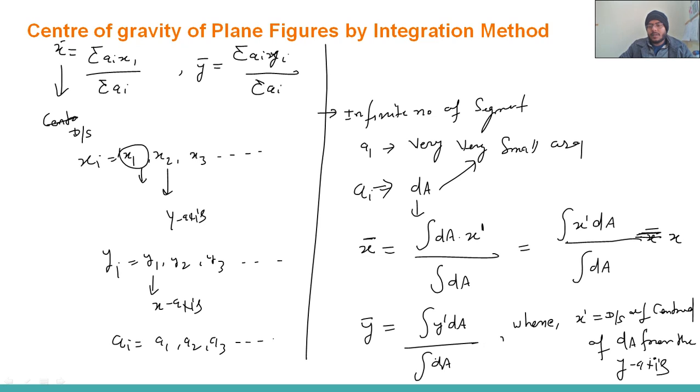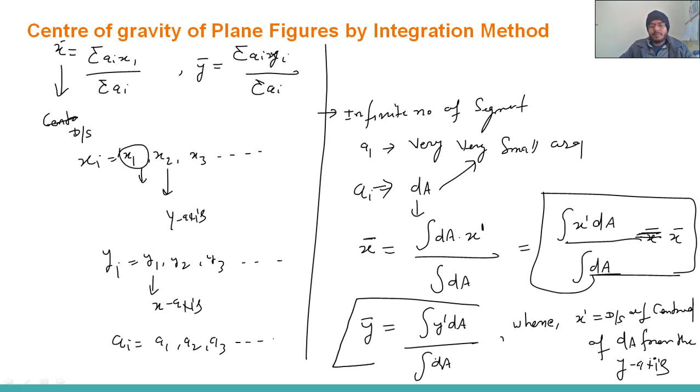So now to use the integration method, you have to remember this formula to calculate x bar and y bar. x bar is equal to integration of x dash dA divided by integration of dA. y bar is equal to integration of y dash dA divided by integration of dA.